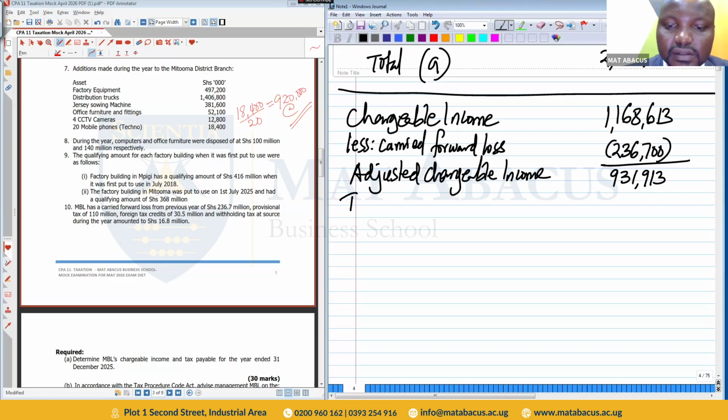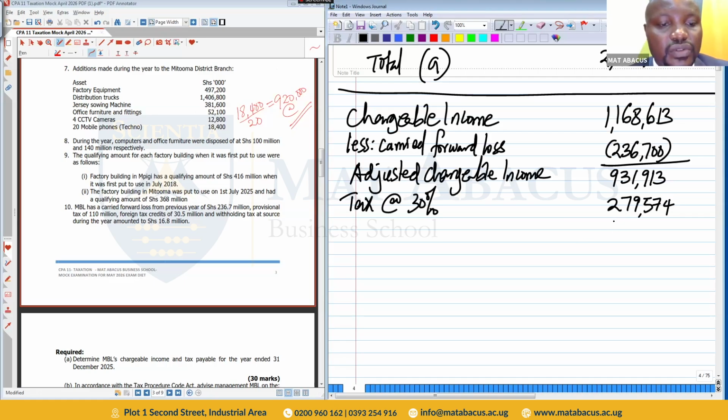So you can say business income taxation is at 30%. So multiply by 30% to get the tax. So the tax will be 279,574. That is the tax to pay. Meaning that this company, Madueke Botoras Limited, would be paying this amount of money.